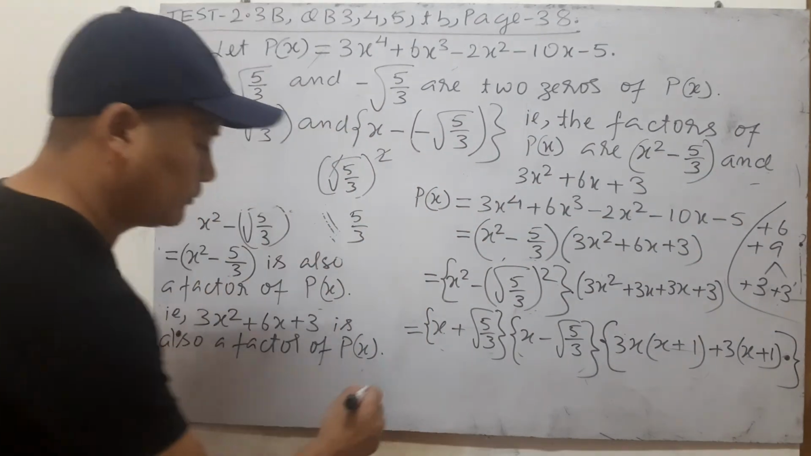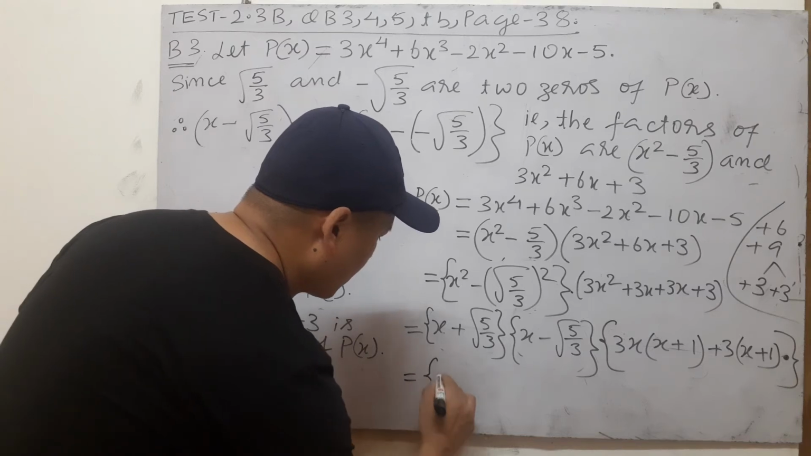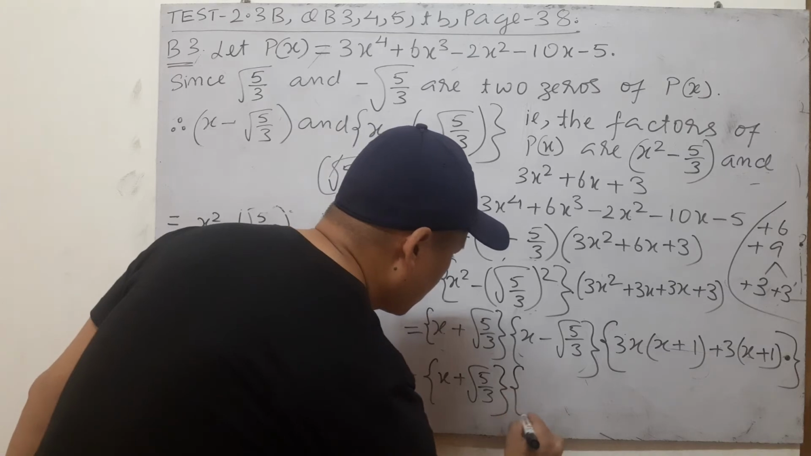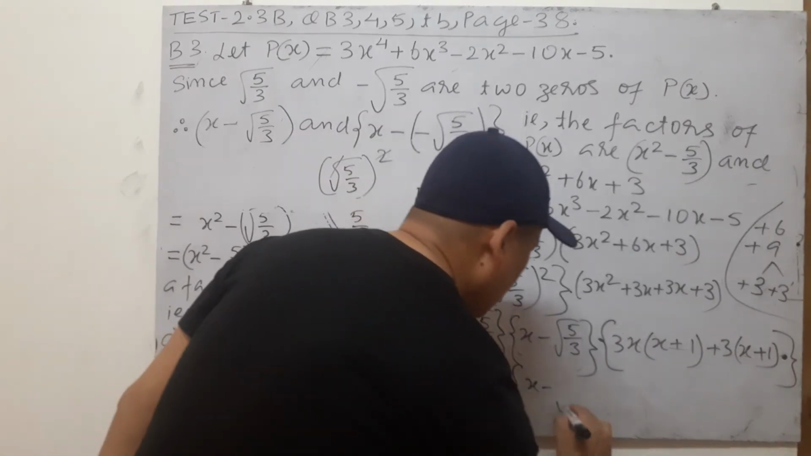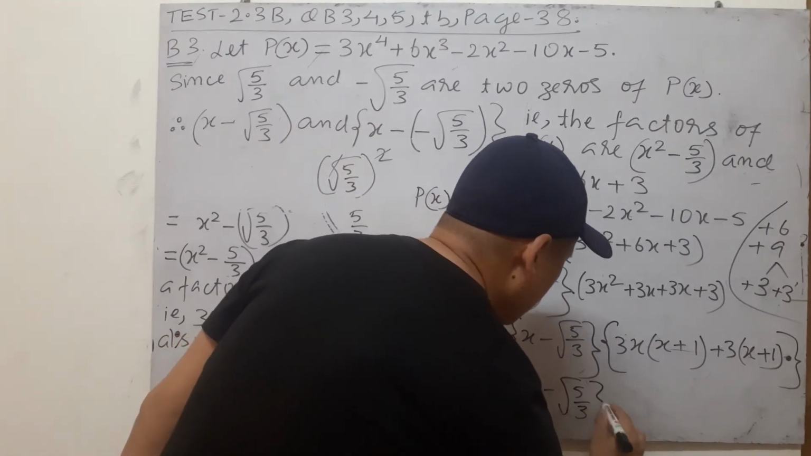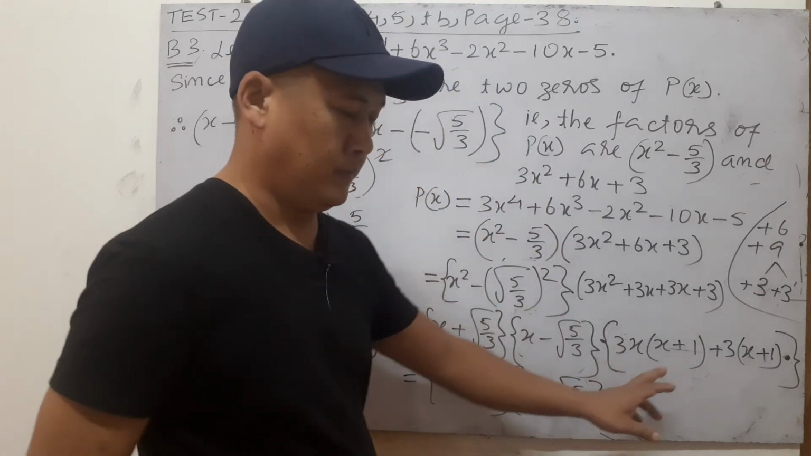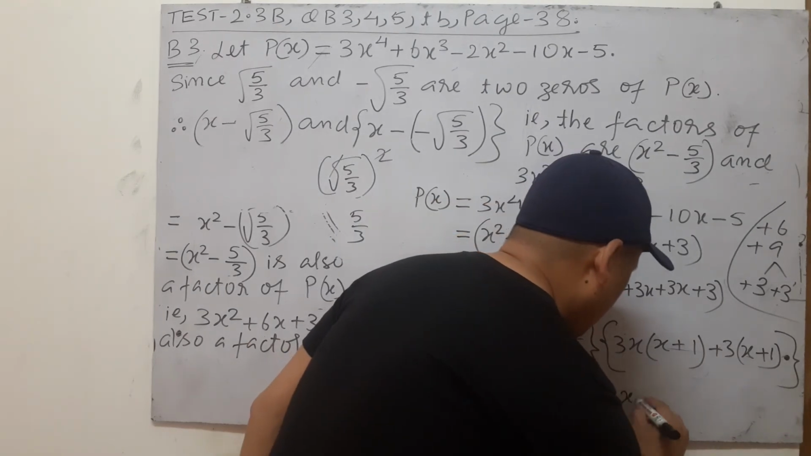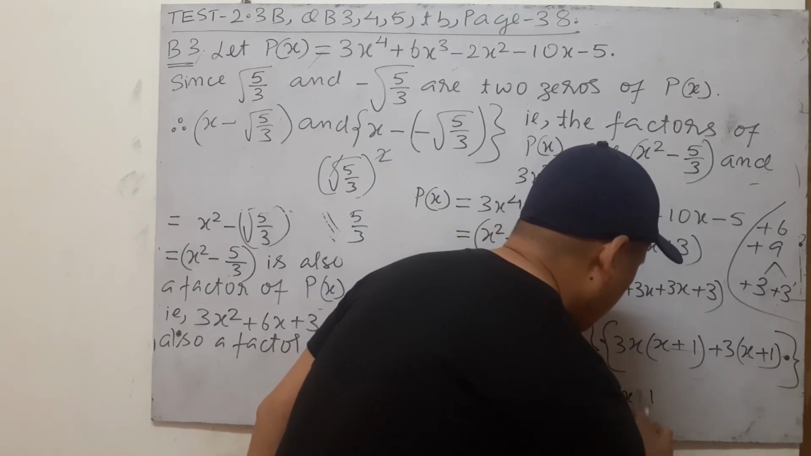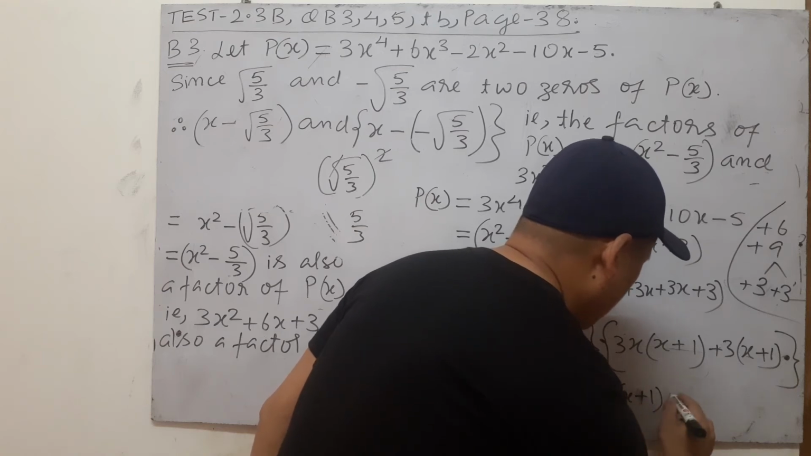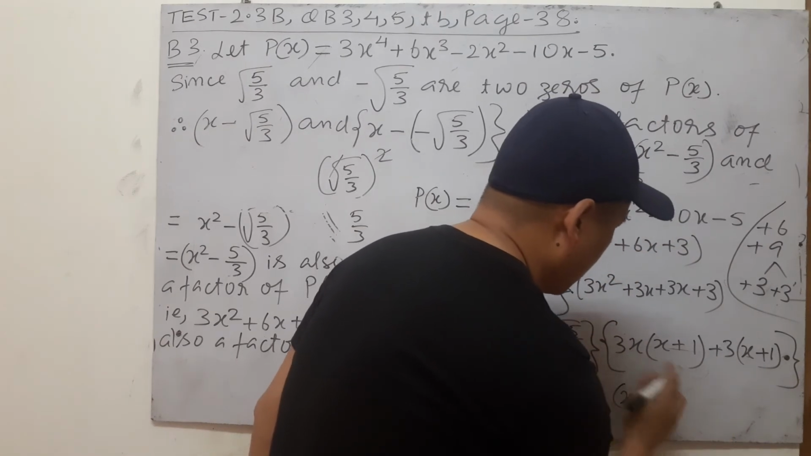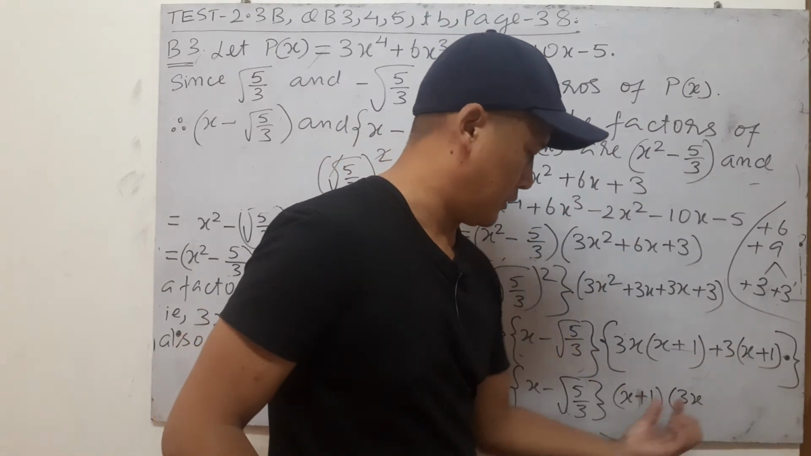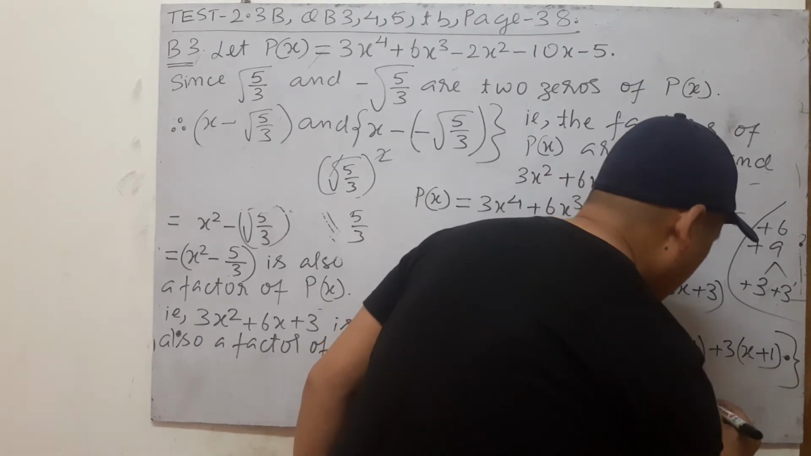Okay, then here x plus root 5 by 3. Then here x minus root 5 by 3. And in these two terms the common factor is x plus 1, so you can write x plus 1 and put a bracket. Then this has gone out, which means inside will be 3x. And x plus 1 has gone outside, so inside this one is left, plus 3.